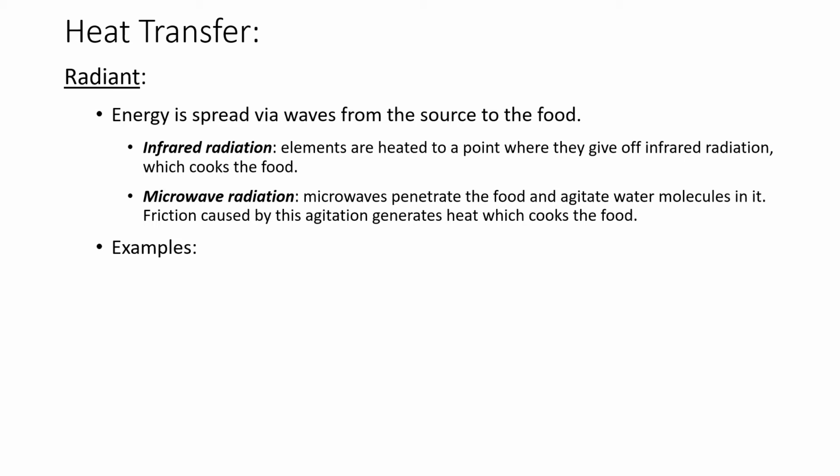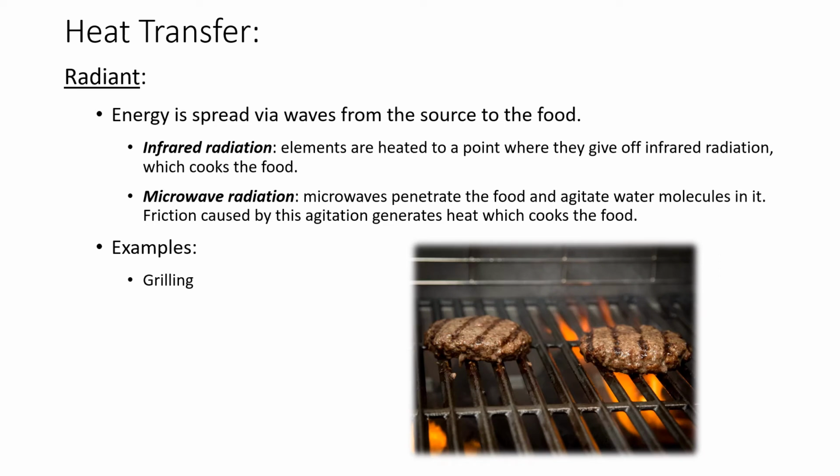Some examples of radiant heat transfer of infrared radiation. A good example would be grilling. Now you are getting a little bit of conducted heat as the patties are touching the griddles, which are going to be very hot, so that's where you're going to get the grill marks and so on. But the radiant heat is coming up from underneath, from elements below the food, and that's grilling. Very similar to, as I suggested, fire roasting would also be an example of radiant heat transfer.